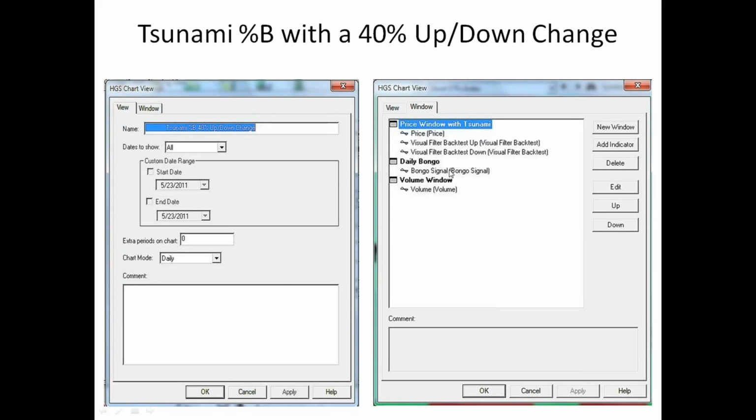Click new window, add, remember you're writing in this name, daily Bongo. HGSI defaults to a weekly Bongo. What you want to do when you add the Bongo is a little box you can uncheck so that it doesn't automatically do weekly data. Normally, I use weekly Bongo signals.